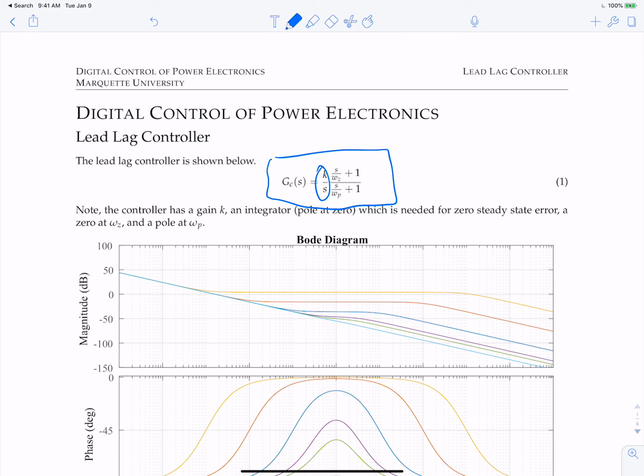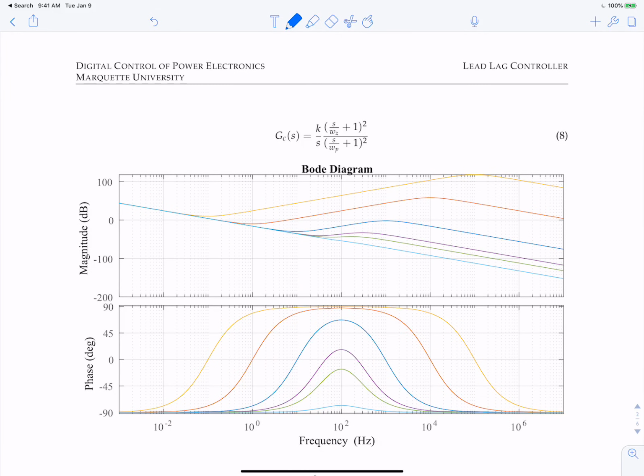Now, before I move on, you can actually have a second order one, depending on your plant. If you have a lot of poles and zeros, you might have, for instance, in this example, two zeros at the same spot, that would be the squared part, and two poles again at the same spot, that is the squared part. So this is also a lead lag controller. It's just a higher order one in case you need to deal with a plant that has more poles and zeros. Okay, so let's go back to the original one here.